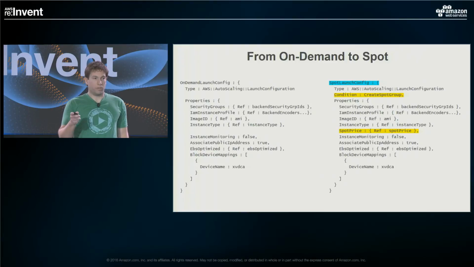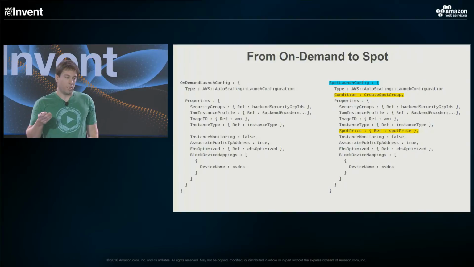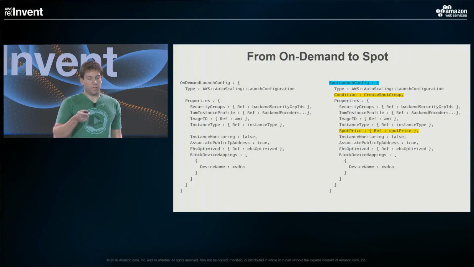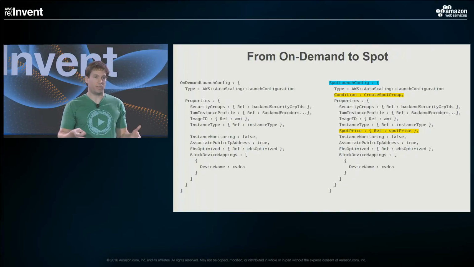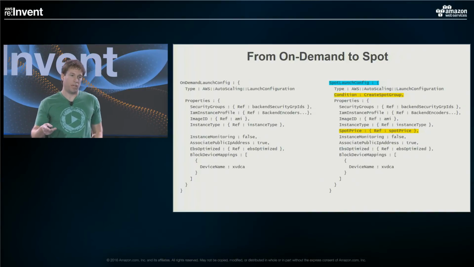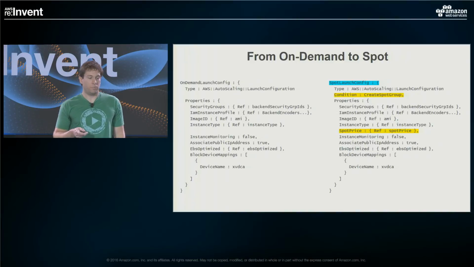Now, what about specifying how to use Spot versus On-Demand in code? Well, this is an example of the launch config for an autoscaling group. An autoscaling group is just a collection of instances. You can pump metrics in and tell it to scale up or scale down. And the launch config defines what instance and what machine image should be launched and run as part of that autoscaling group.